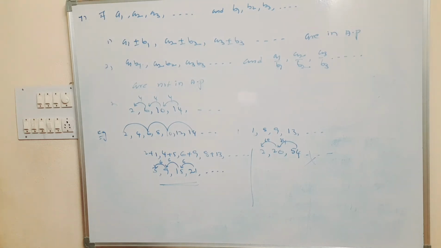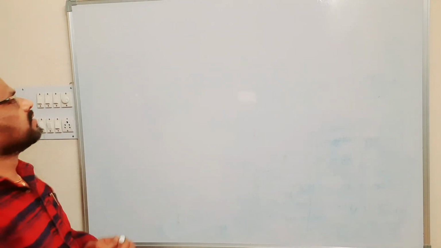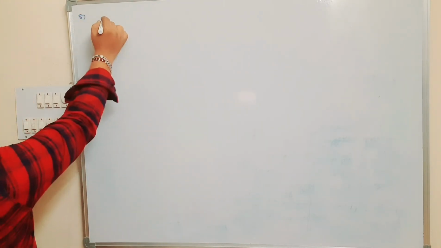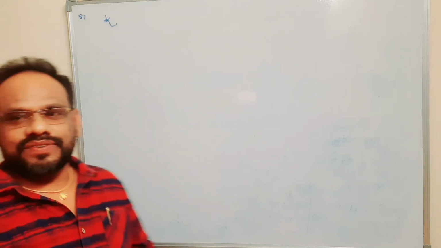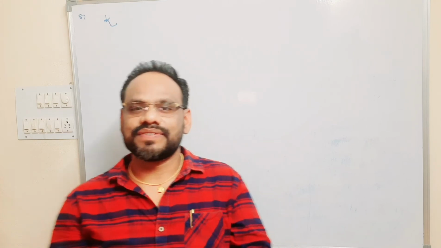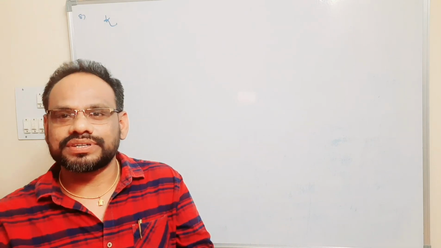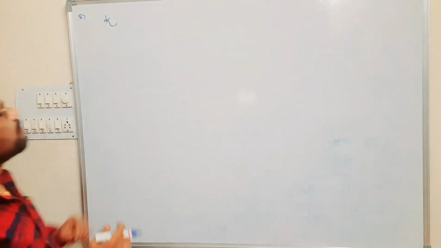Next one, eighth one. If a constant is added or subtracted from each term of an arithmetic progression with common difference d, then the resulting sequence is also in arithmetic progression with the same common difference.